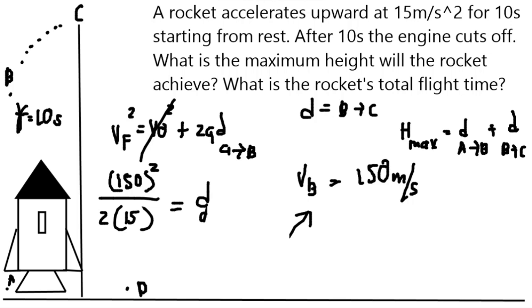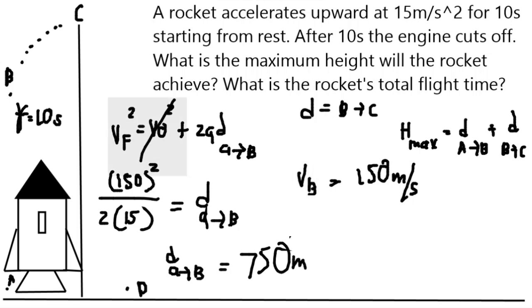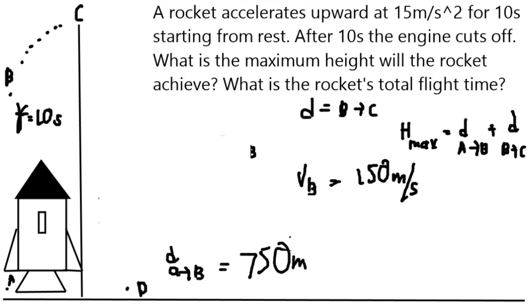So let's put in the numbers. Acceleration is going to be 15, and we have the distance from A to B. Let's use our calculator here: 150 squared divided by 2 times 15. That's going to be 750 meters. So it is a little bit far. How tall is that? Now we know the distance from A to B. Let's calculate the distance from B to C.